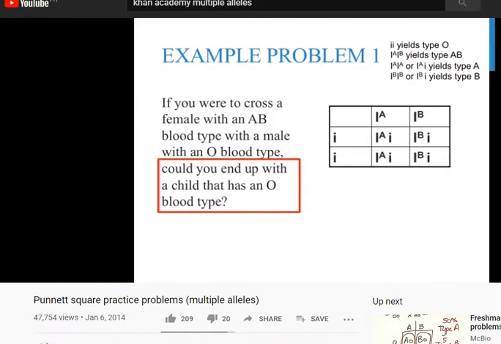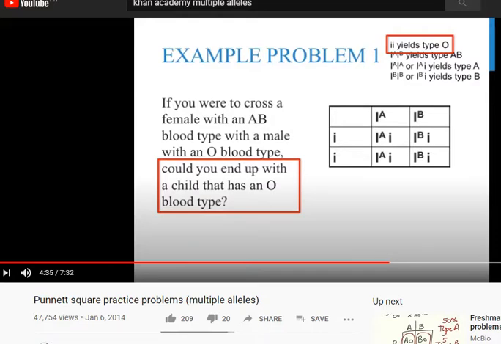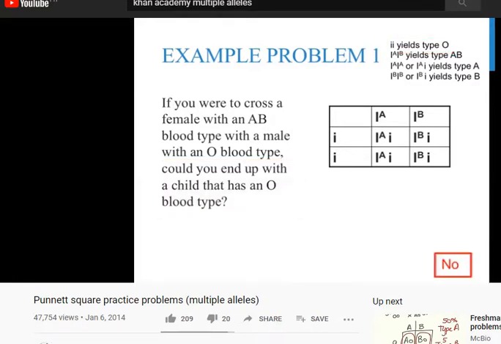Now that you have all the parental information, you can fill out the Punnett square and answer the question listed at the bottom. Could you end up with a child that has an O blood type? Referring to our key, only one genotype will yield an O blood type, which is lowercase i, lowercase i. Now it's just a matter of looking at the boxes within the Punnett square to see how many individuals have this genotype. As it turns out, there are no possible outcomes inside of this Punnett square that are lowercase i, lowercase i. For this reason, no, it's not possible for a parent with an AB blood type and a parent with an O blood type to have a child with an O blood type.